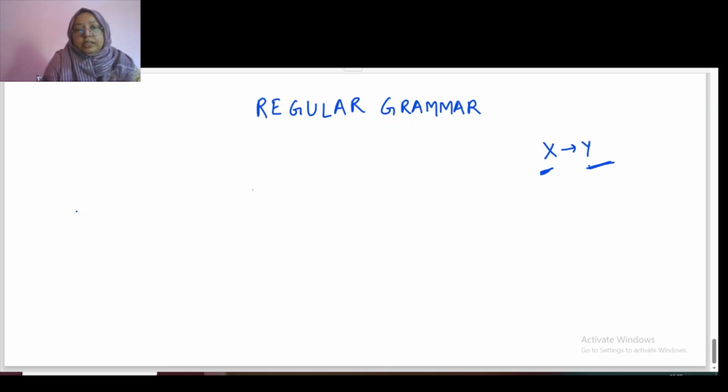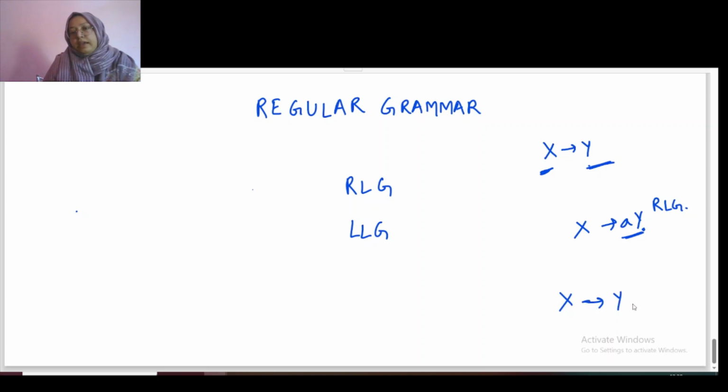And then we have seen what is right linear grammar, and we have seen left linear grammar also. If in the production the non-terminal is at the rightmost position, like a derives a y, it is right linear grammar. And if in your production it is like y a, the leftmost symbol is the non-terminal, so it is left linear grammar.